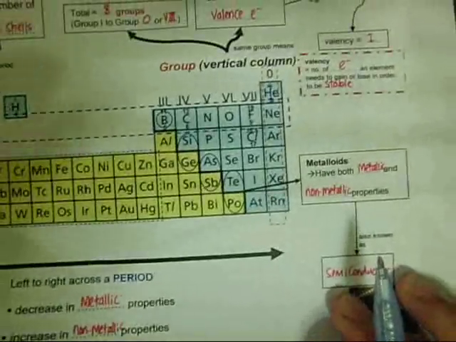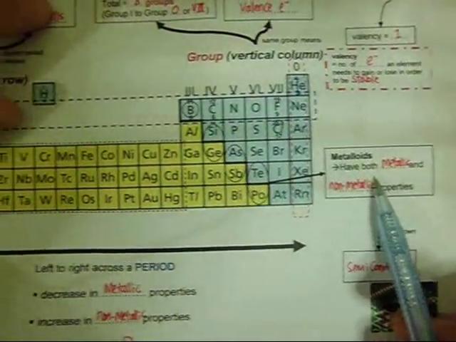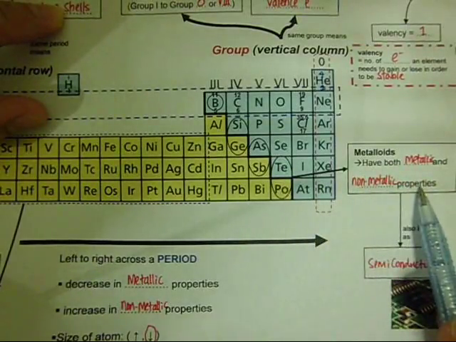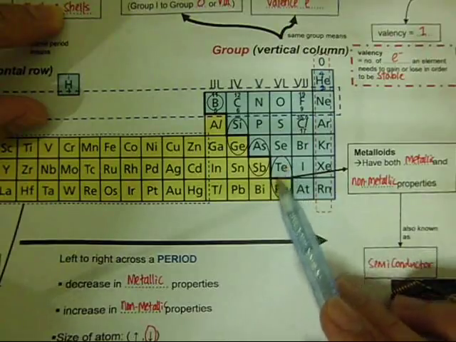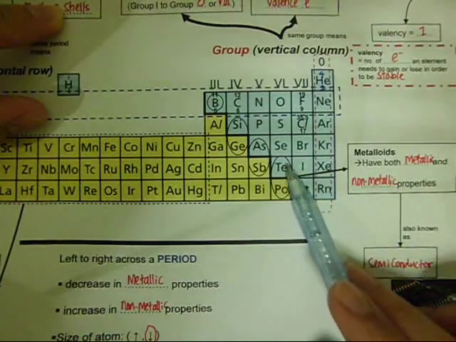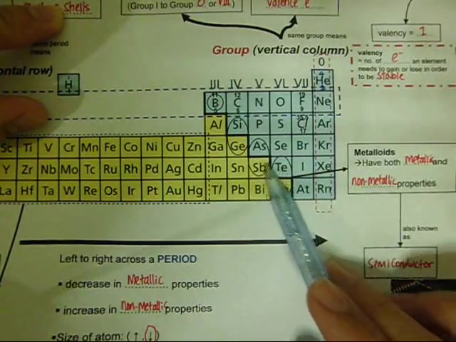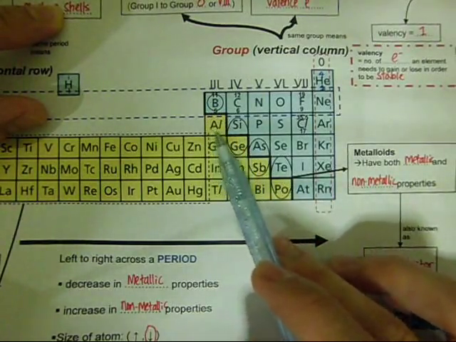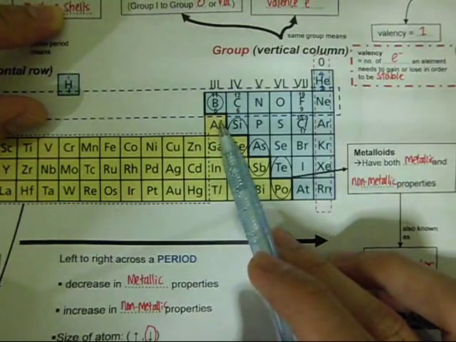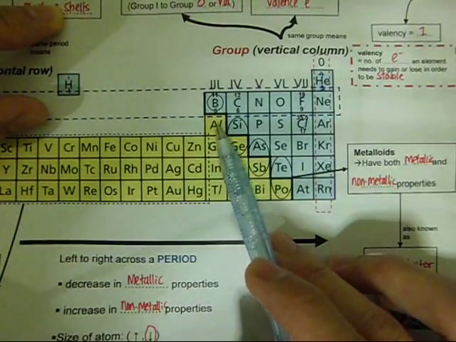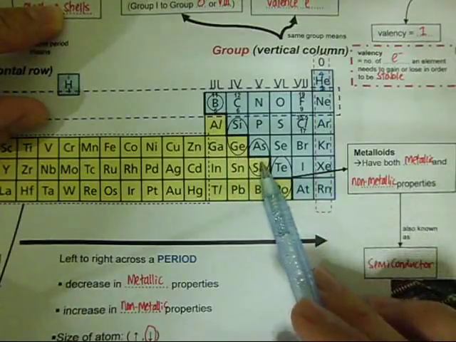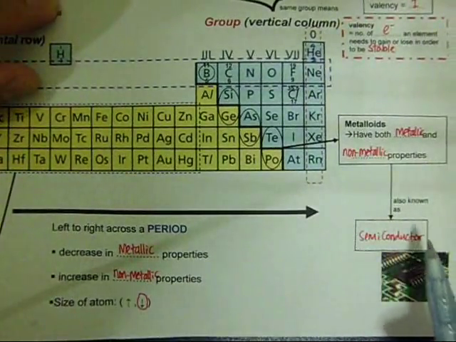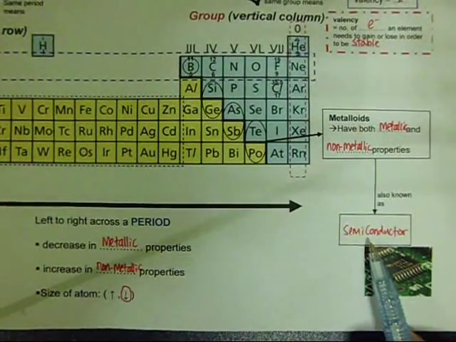Now let's look at metalloids. Metalloids have both metallic and non-metallic properties. All these metalloids are basically the elements at the staircase. Be very careful with aluminium: even though it is next to the staircase, it is not a metalloid. It is a metal. Only the circled elements are the metalloids, and there are 7 of them. The metalloids are also known as semiconductors.